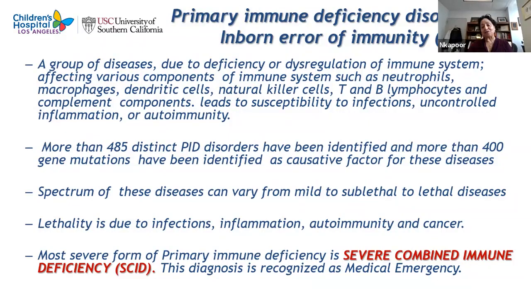Now, the spectrum of these diseases can vary. They can be very mild, just like somebody having repeated colds or some allergy type of reaction, or it could be sublethal, that yes, there's a disease, but not killing people, but it can also be a lethal disease. And the immediate intervention or recognition is very necessary for those cases. And the lethality is due to infection, inflammation, or autoimmunity, or cancer. So any of these can lead to end of life for some of these patients who are affected with these diseases. The most severe form of the primary immunodeficiency diseases is called severe combined immunodeficiency, SCID, which is the diagnosis recognized as very important and serious.